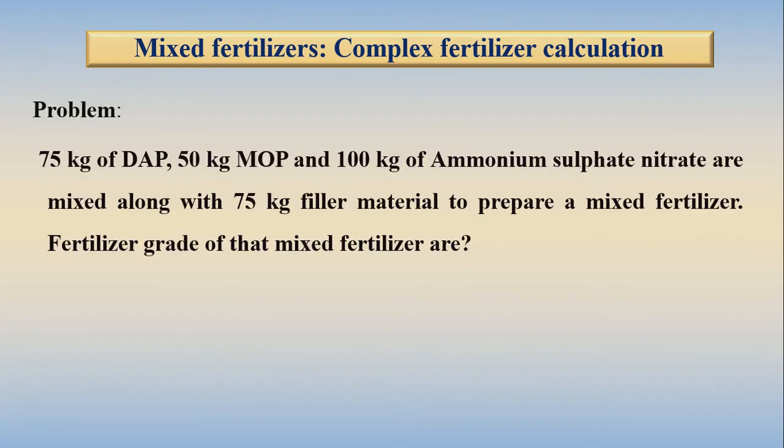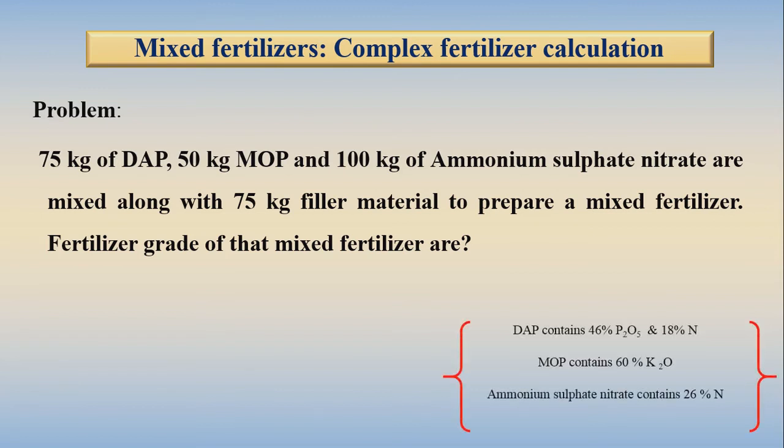And the problem is: 75 kg of DAP, 50 kg of MOP and 100 kg of ammonium sulfate nitrate are mixed along with 75 kg filler material to prepare a mixed fertilizer. Fertilizer grade of that mixed fertilizer are. This is the question. Here they have used a complex fertilizer, that is DAP. DAP contains 46% P2O5 and 18% nitrogen. MOP contains 60% K2O. And ammonium sulfate nitrate contains 26% of nitrogen.